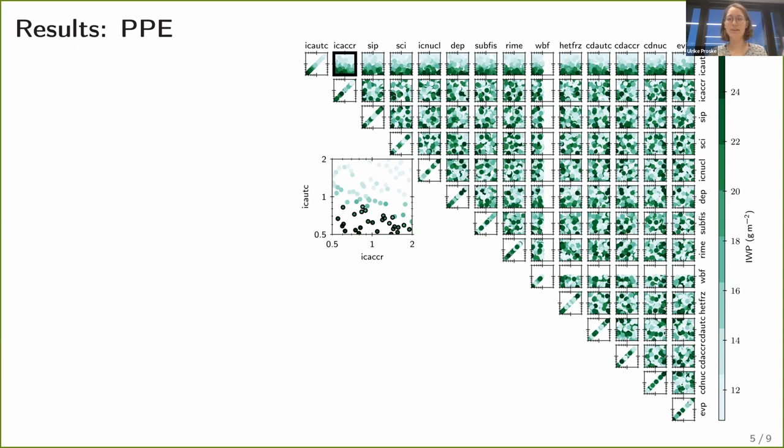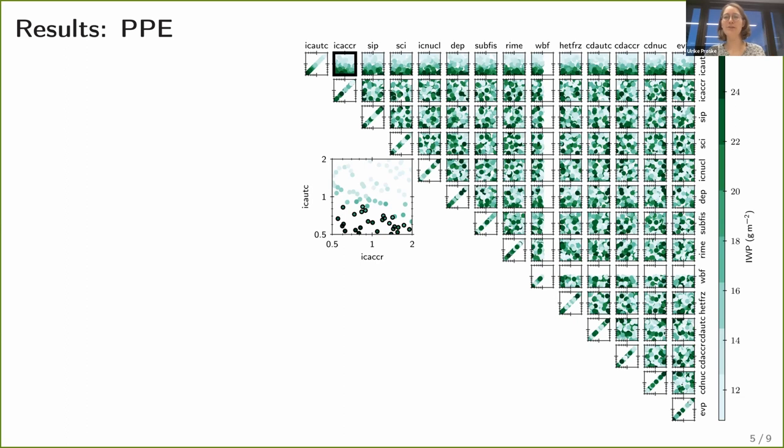And then what you want to look at is which process gives the most order to this ice water path result. And I highlighted that here, so it's this little square on the top where ice crystal order conversion really has the most influence and ice crystal accretion secondary influence.